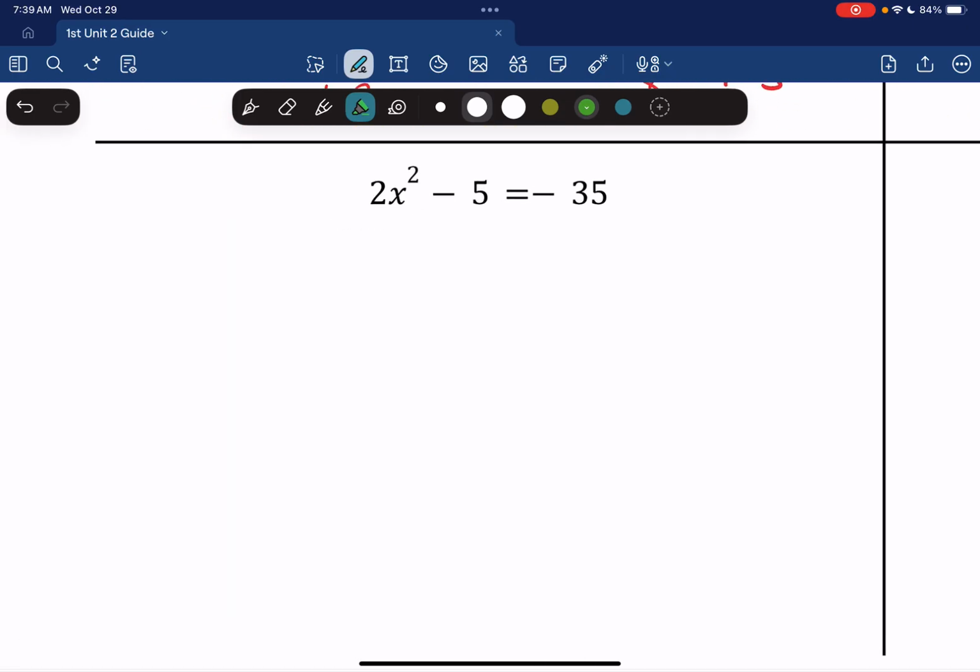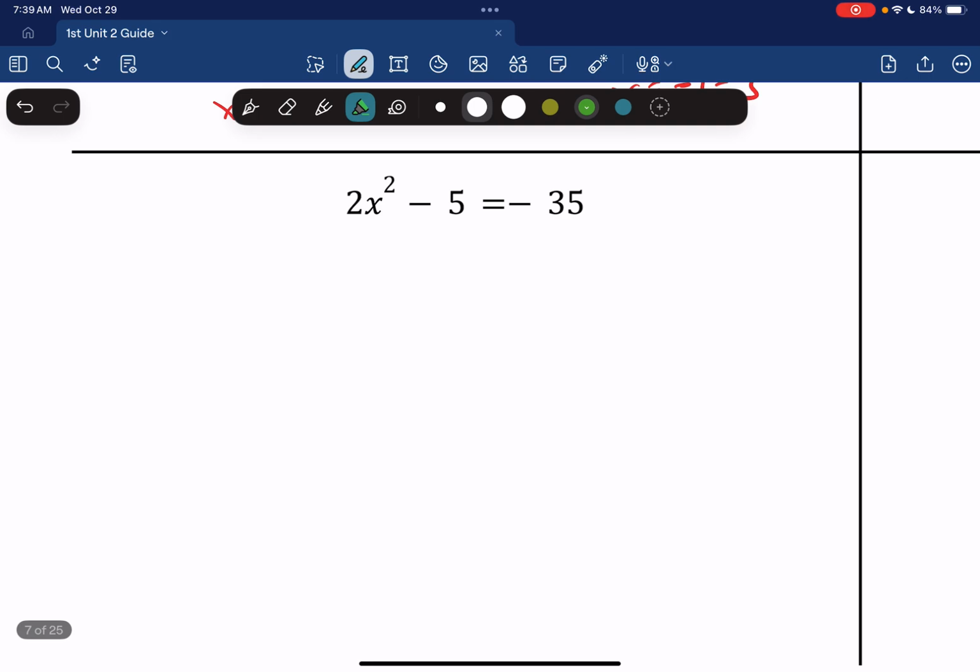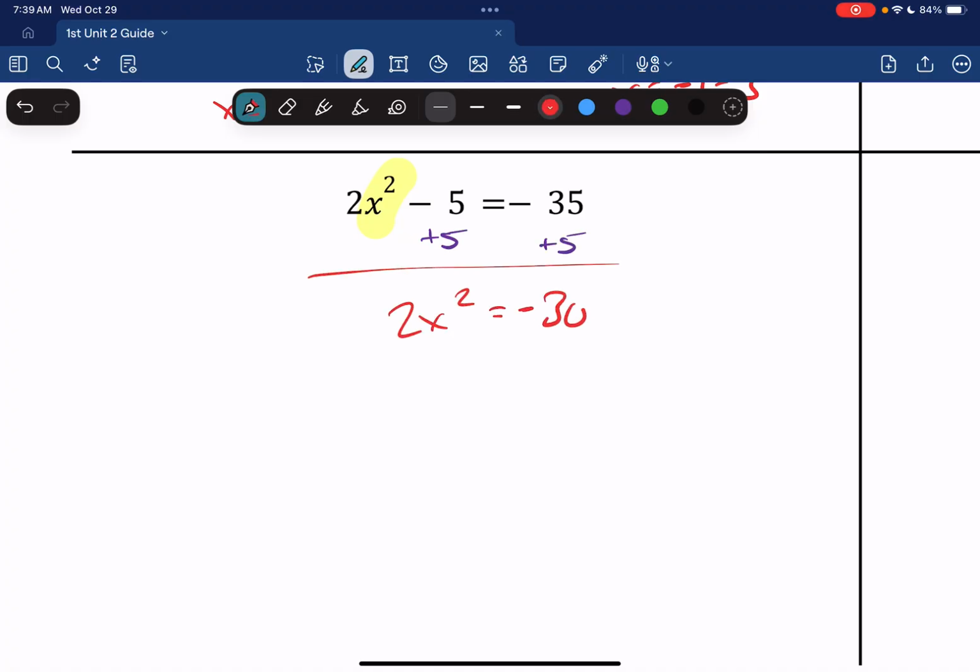Next one. So I got 2x squared minus 5 equals -35. So again, step 1, get this x squared alone. So I'm going to add 5 to both sides. So that gets me 2x squared is equal to -30. Then I need to divide both sides by 2. So I get x squared is equal to -15.